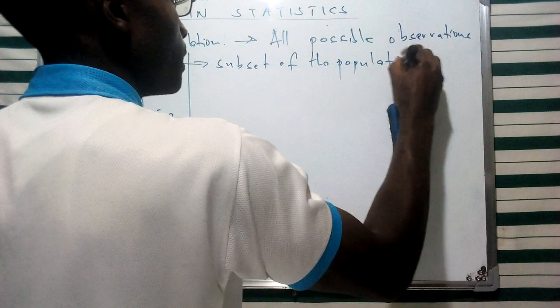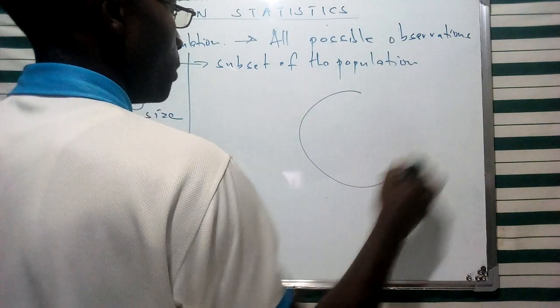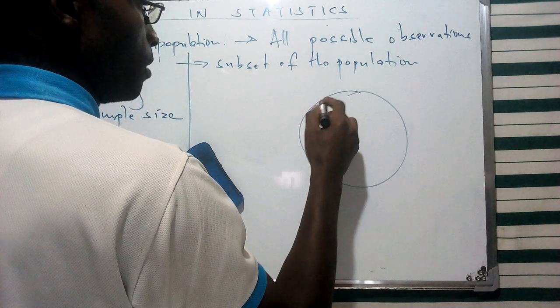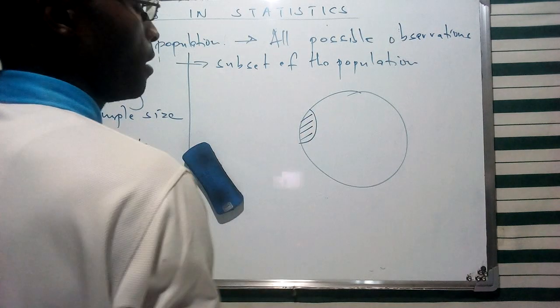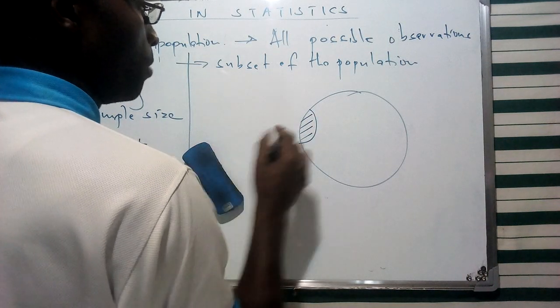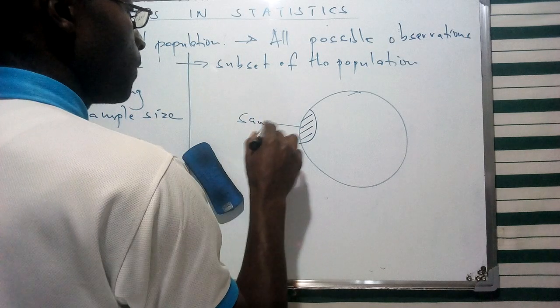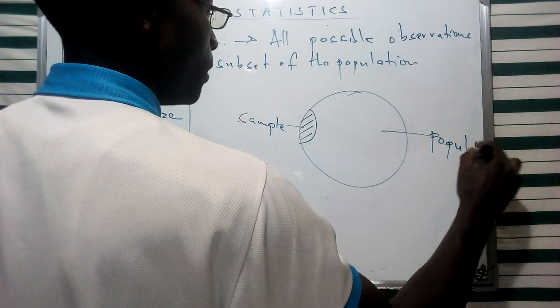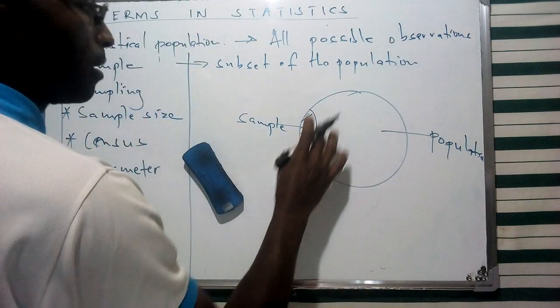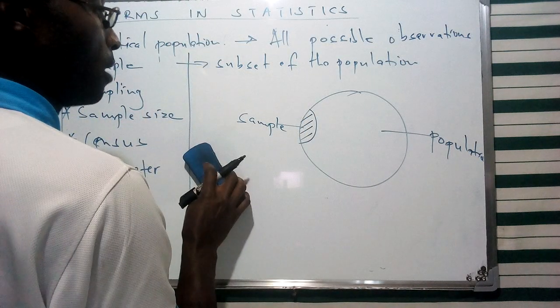In this case, if I may give it in an illustrative way, suppose we have this specific section representing a population, and then if we have a specific subset of this population, then this is going to be referred to as a sample. And this is just a hypothetical example. So suppose the whole of this is a population, a subset of this is going to be referred to as a sample.